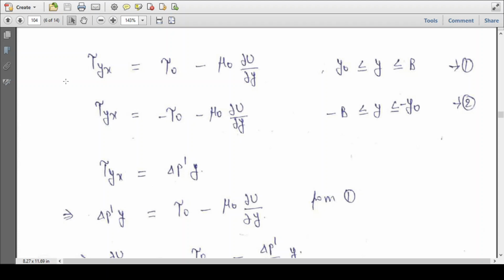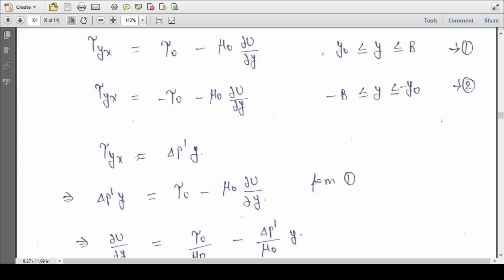So the shear stress is given by tau yx equal to tau naught minus mu del u upon del y. This is on the positive y side. The expression for the negative y side is tau yx equal to minus tau naught minus mu del u upon del y. We can solve it on either side, and because the profile is symmetric, we can make the full solution from the half solution of the problem. So tau yx is given by the expression we got previously, delta p dash y.